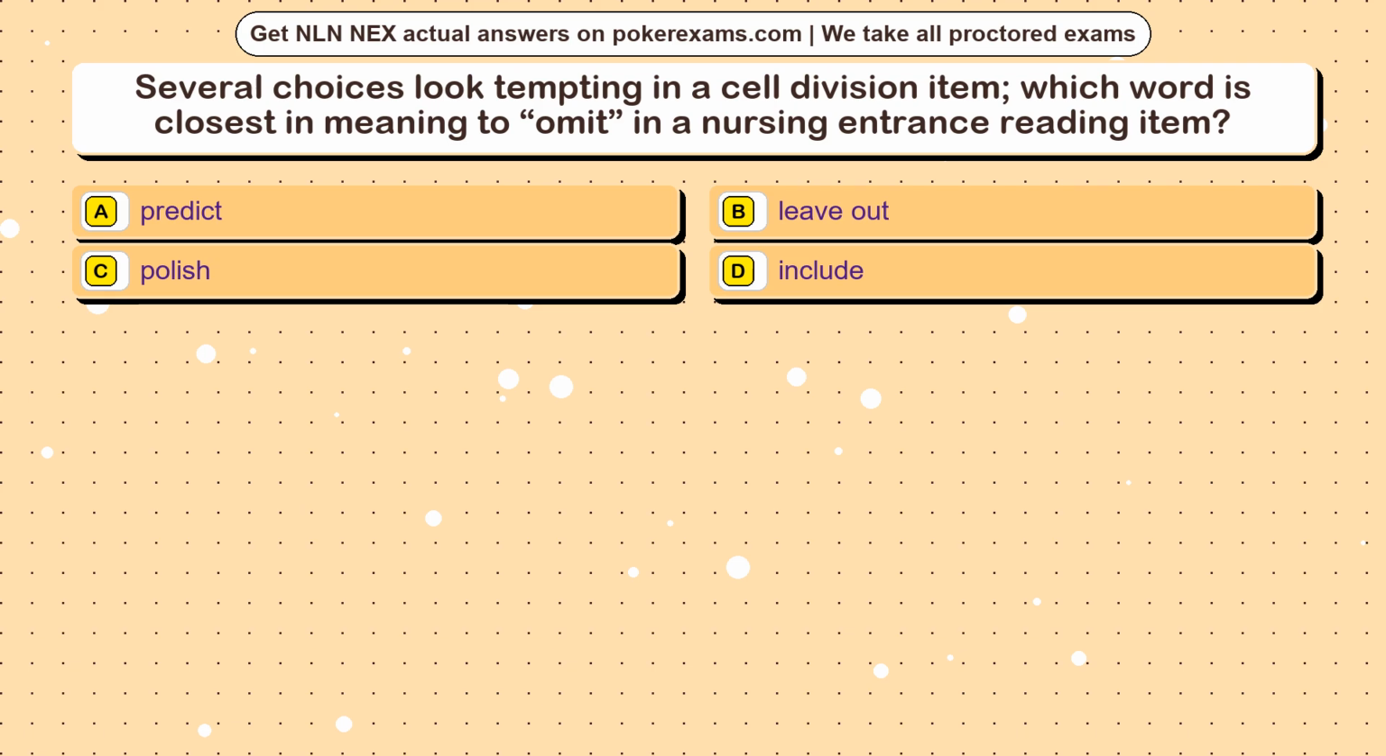Which word is closest in meaning to omit in a nursing entrance reading item? Option A, predict. Option B, leave out. Option C, polish. Option D, include.